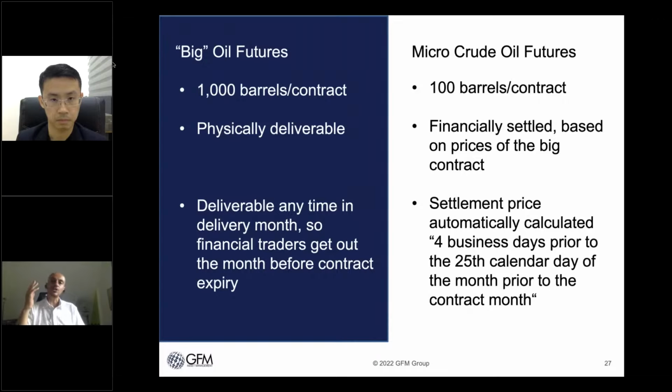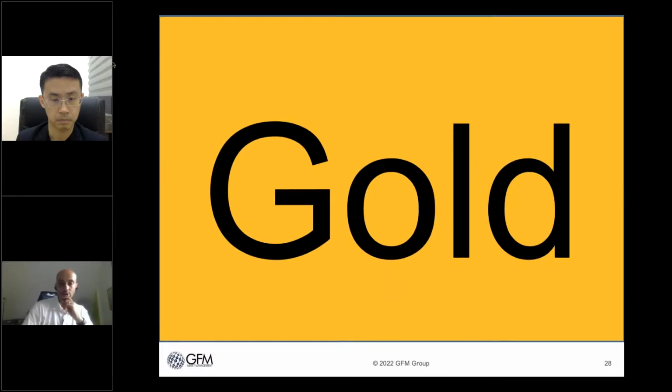So very much in a nutshell, if you're trading the September, it's going to be settled by the middle of August. If you're trading the October, it's going to be settled by the middle of September, which you should probably be doing anyway if you trade the big contracts. But if you trade the micros, this is going to be done for you. So that's oil. Let's move on to gold.